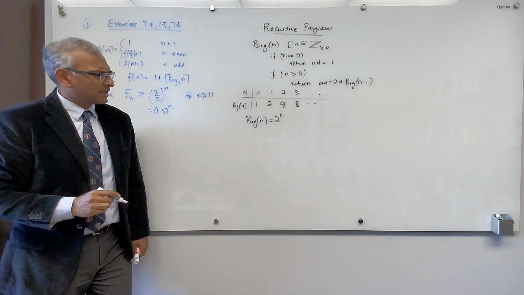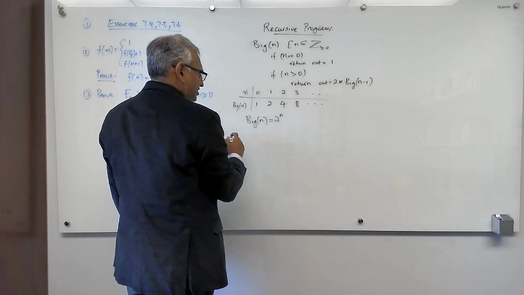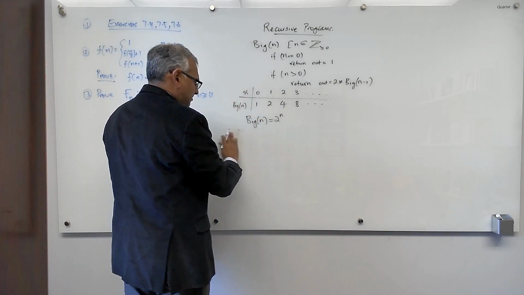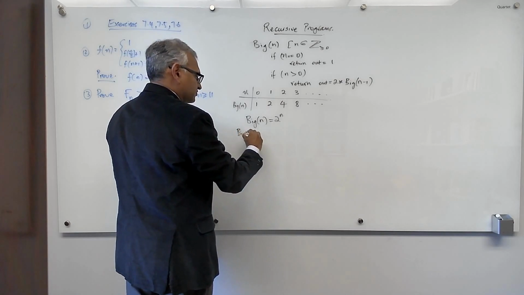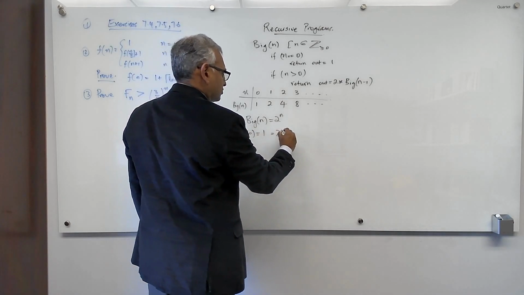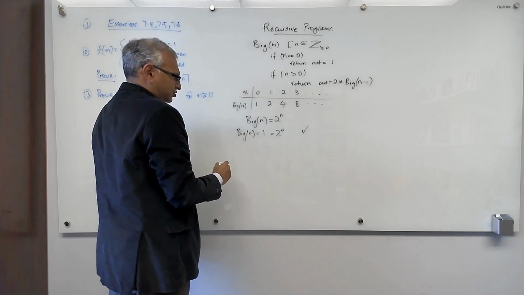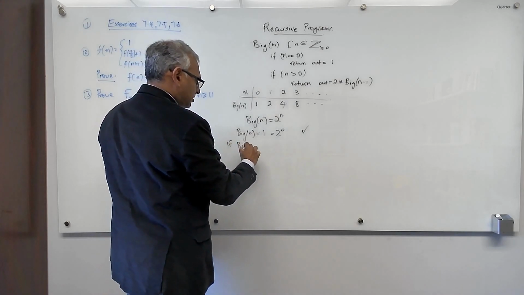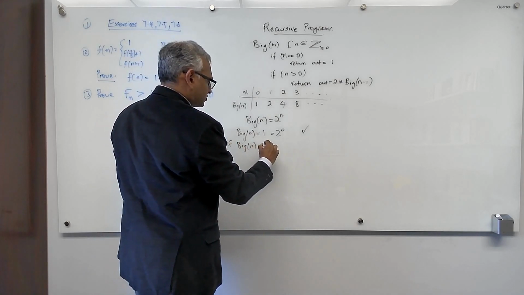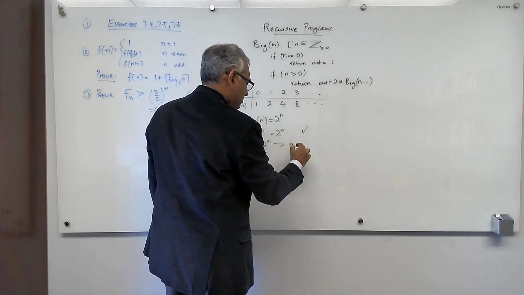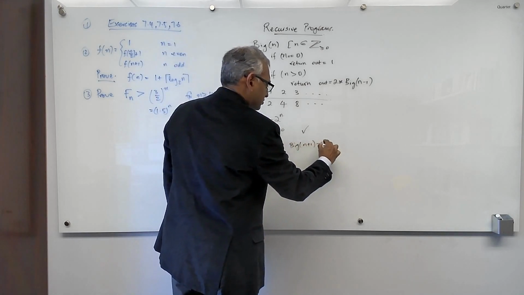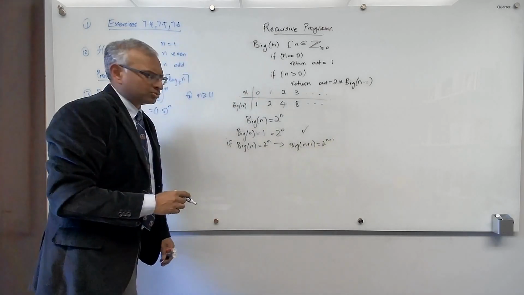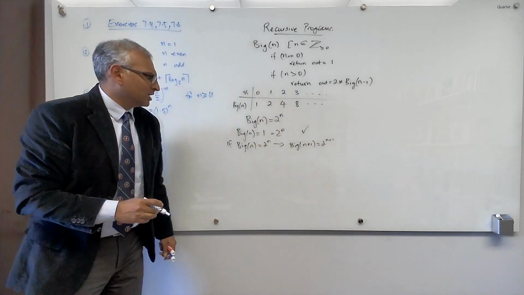And the proof is by induction. Clearly the base case is true, so big of 0 equals 1, which is 2 to the 0. Check. Now I need to show that if big of n equals 2 to the n, then big of n plus 1 equals 2 to the n plus 1. But that's easy to do, and by now we're familiar with this.